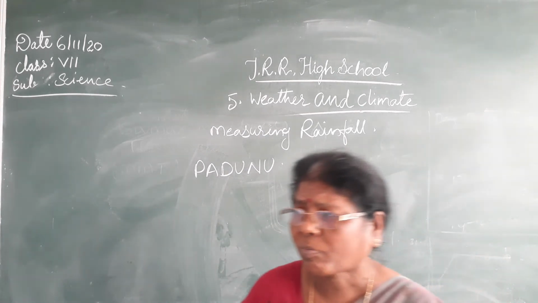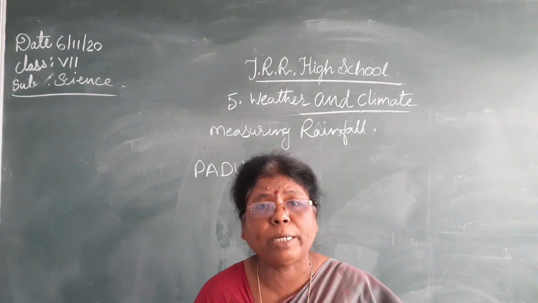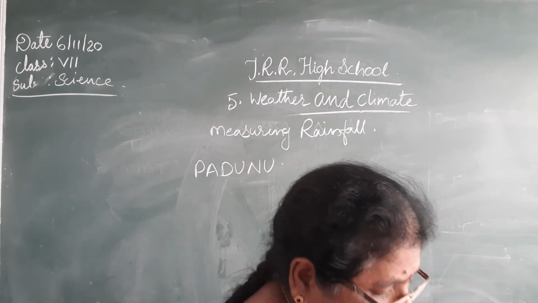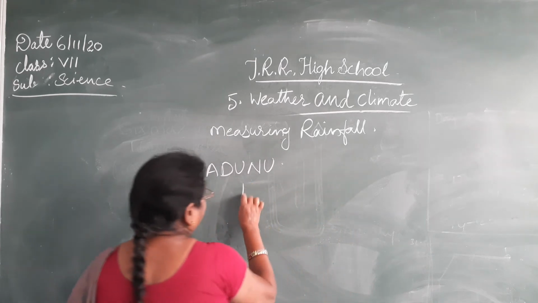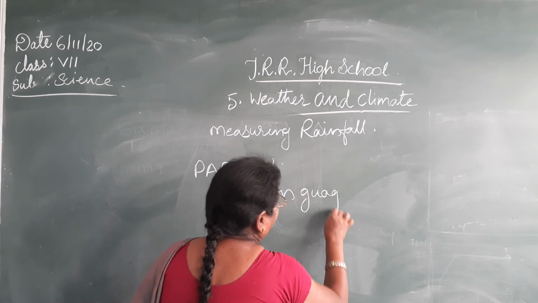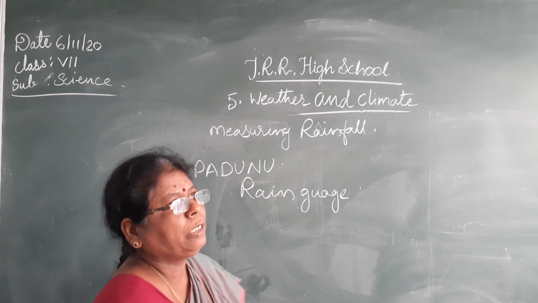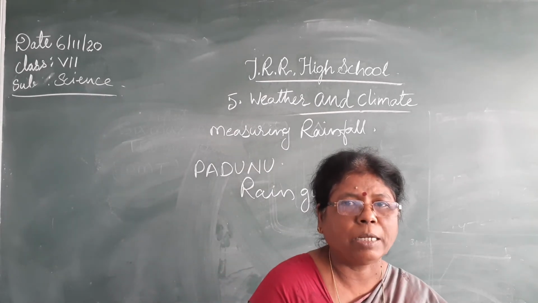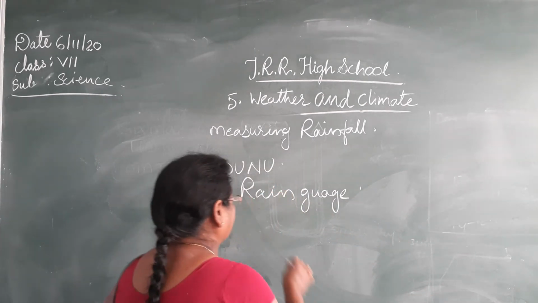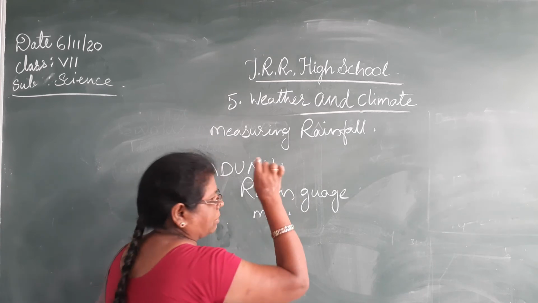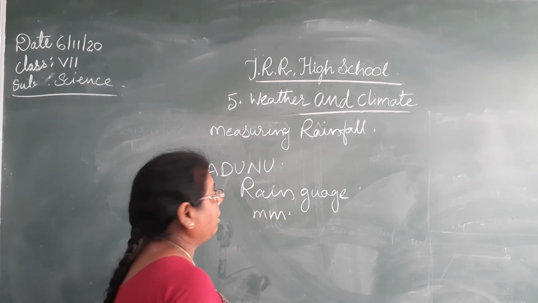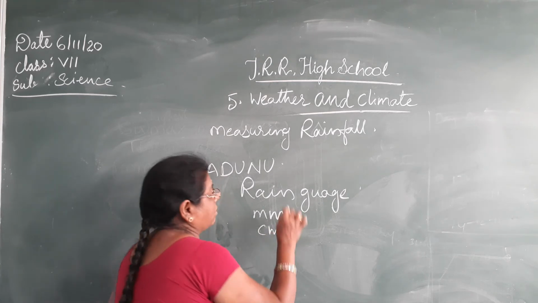Here, what is the instrument used to measure the rainfall? What do you call it? Rain gauge. It is called a rain gauge, and it is used to measure the amount of rainfall. Minimum rainfall will be measured in millimeters. If more rains are there, it is measured in centimeters.